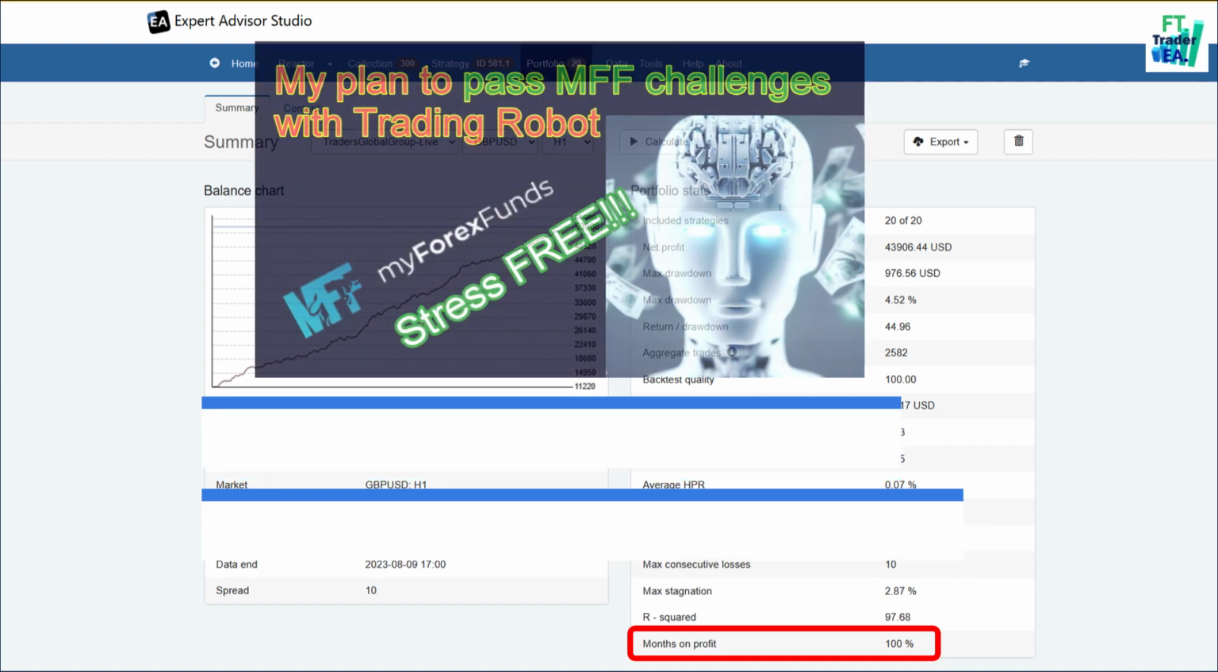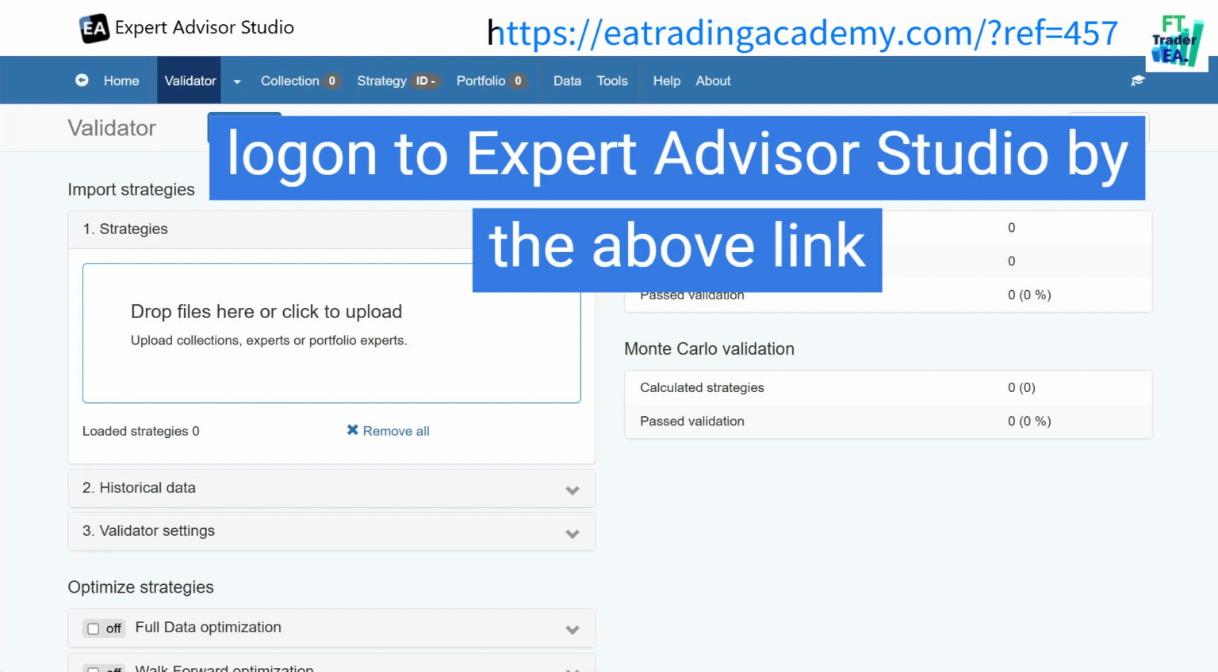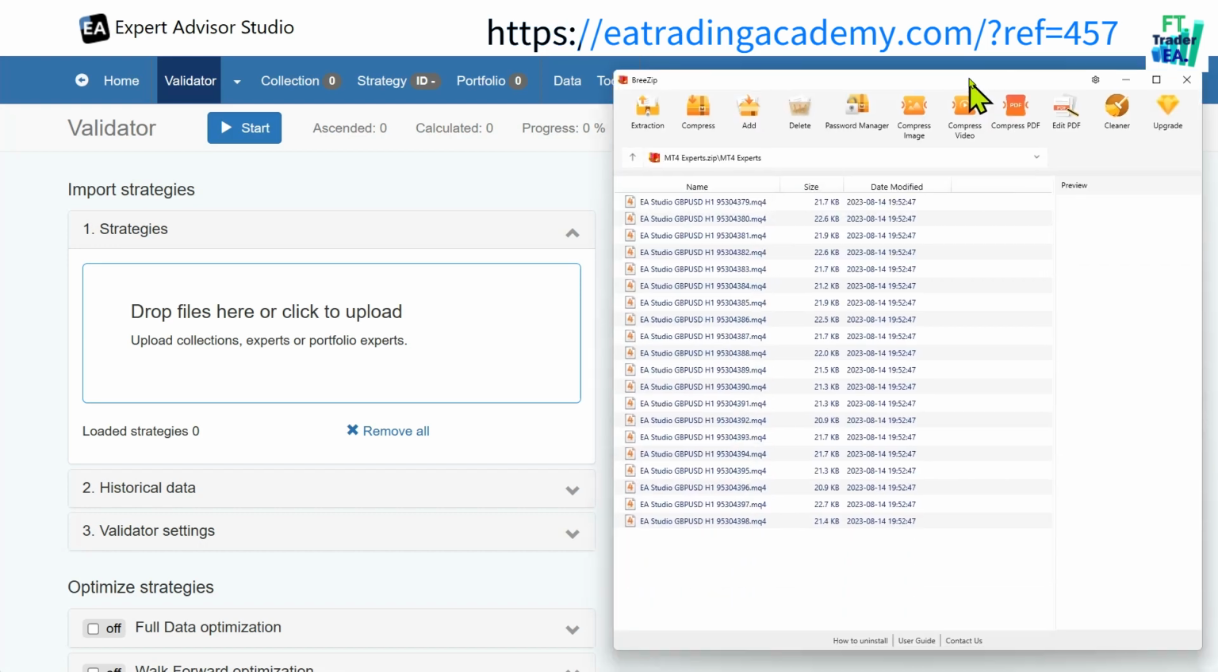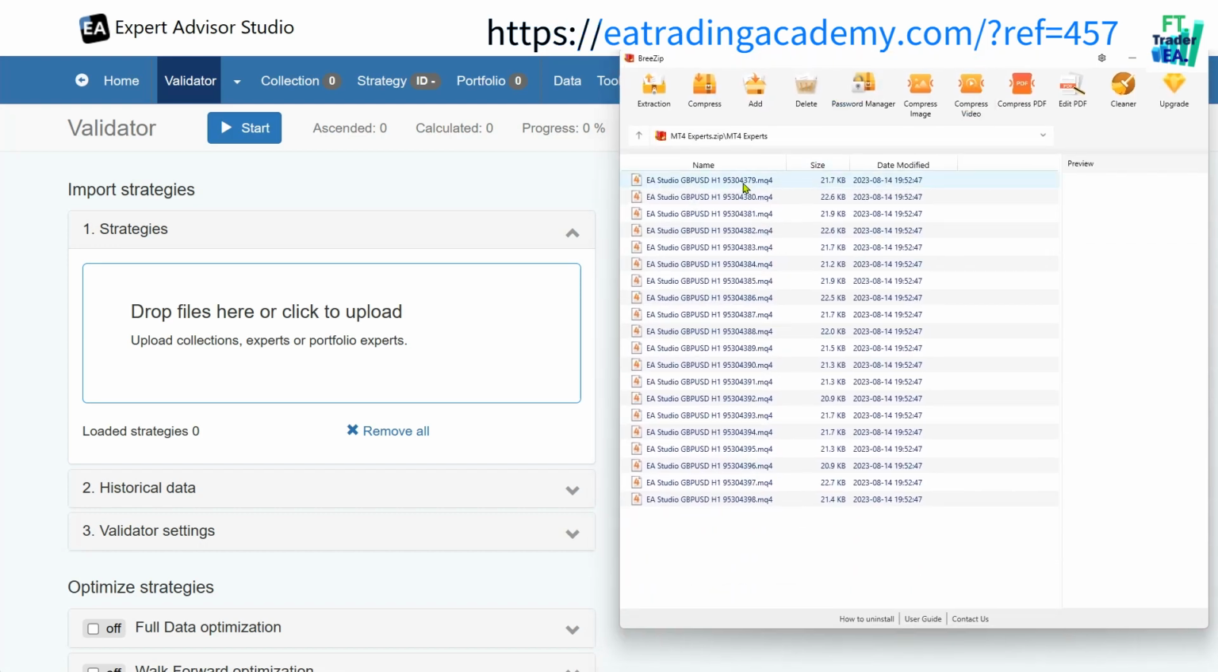One of the standout features of Expert Advisor Studio is its ability to import previously generated expert advisors for further analysis and indicator examination. Here's how I do it. First, I retrieve the MT4 or MT5 Expert Advisor files.